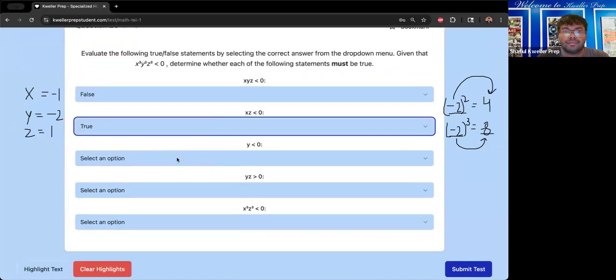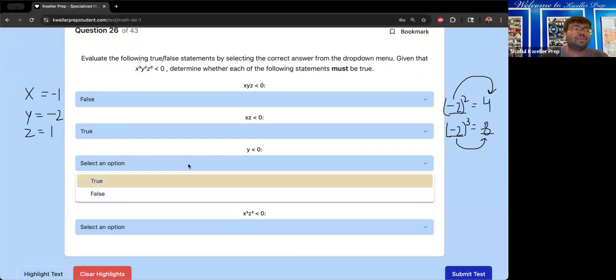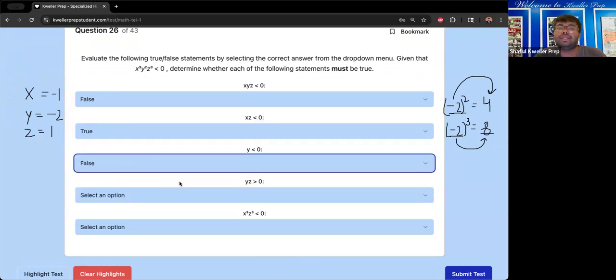Y is less than 0. It could be true, it could be false, right? Because like I said, anything that's cubed, anything that's squared can either be negative or positive, and we would just never know. So y is less than 0 should be a false statement, because y can either be like -2 or it could just be 2, and it would still be less than 0.